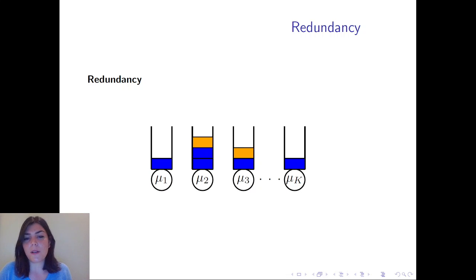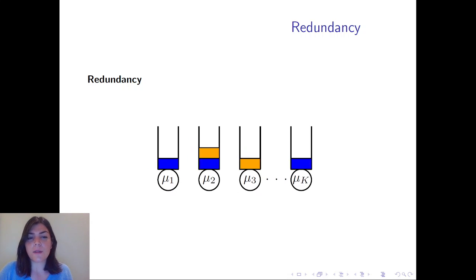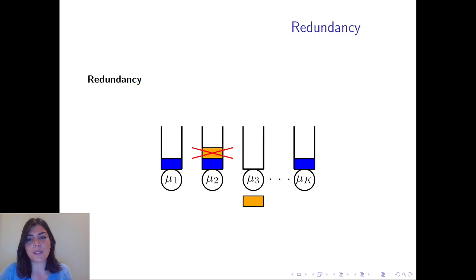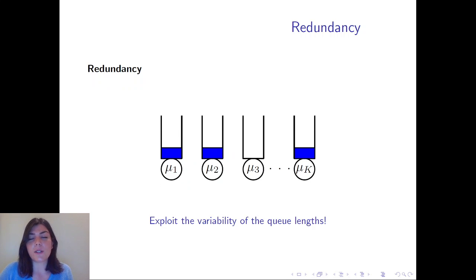And then the job will wait until the first copy completes service, the moment when the additional copies of the job are removed from the system, so that the job will experience the minimum response time among the response times of each copy. So in the end, redundancy aims to exploit the variability of the queue lengths and server capacities in order to minimize the response time of each job.